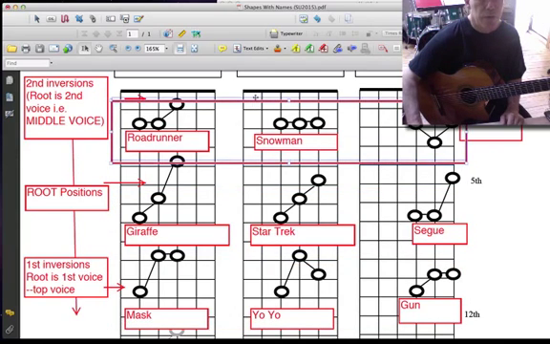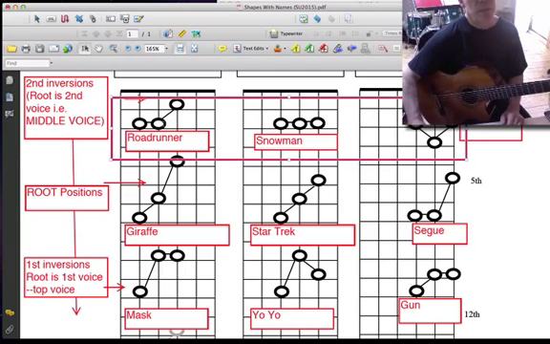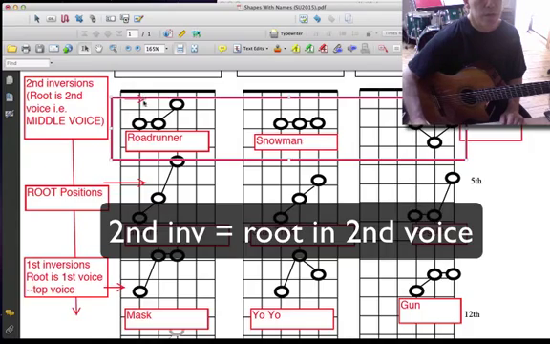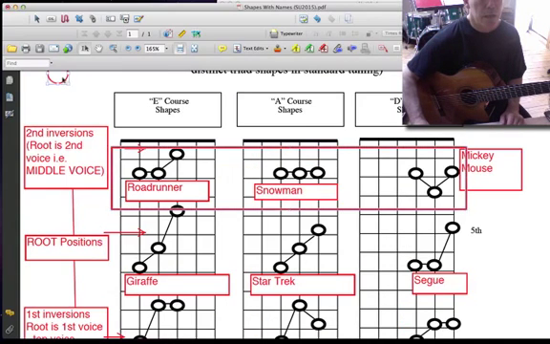So in second inversion chords, it just so happens that the root is in the middle of the chord, the middle note, which you could also describe as the second voice. If that's the first voice, that's the second voice. So we can say, well, second inversion, the root is in the second voice. Okay, so there's the root of this. This is the root of that chord right there, this is the root of that chord, and this is the root of that chord right there.